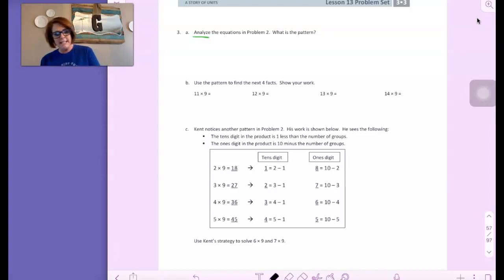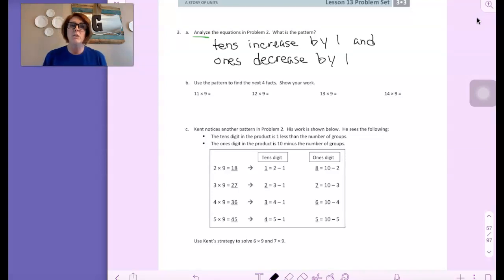And again, you should see that the tens increase by 1 in the products, and the ones decrease by 1 each time in each of the products. So let's use the pattern to find the next 4 facts, and we need to show our work. So we know that 10 times 9 is equal to 90. 11 times 9 is 99, right?